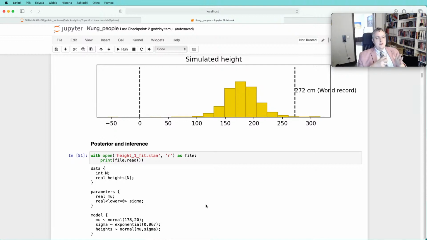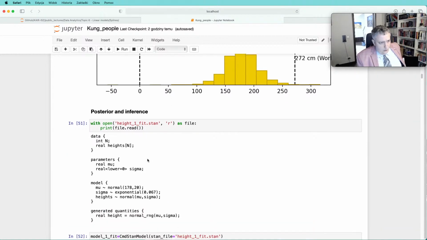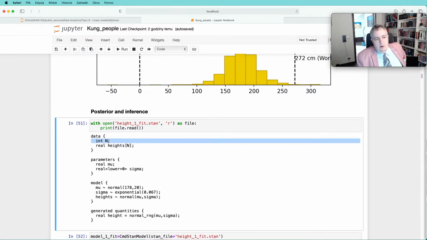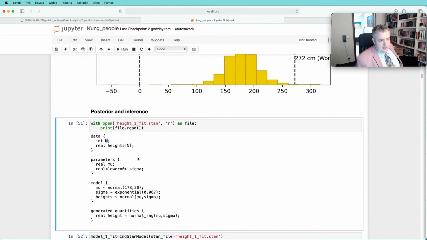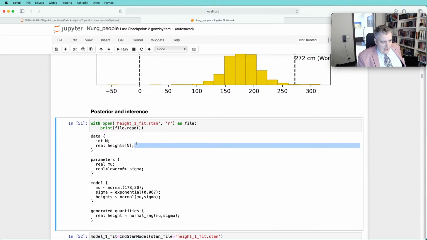So we can now use our data in order to get the posterior inference. For our posterior inference, we will create a new model, height1fit, which now needs some data. This data is the number of data points and the array of n heights in centimeters.